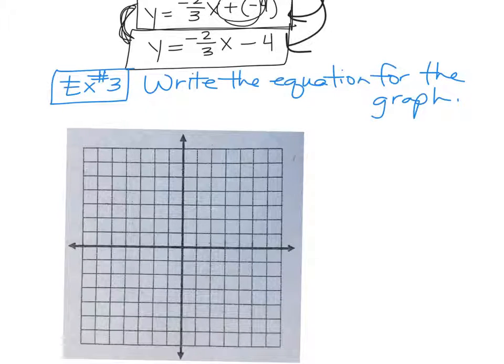Okay, let's say I give you this. A point at 0, 0. A point at 1, -3. And that's going to be our line. Okay, the problem says this. Write the equation for this graph. So you have a graph here. We're going to write an equation for what you see.